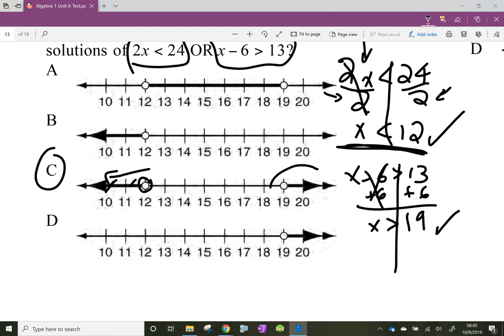And then the other side of this is x is bigger than 19, right? The gator mouth is opening up towards x. 19 is the smaller part of that. So all the numbers that are bigger than 19. So we start at 19, we shade to the right because those numbers are bigger. So C is a correct answer there.